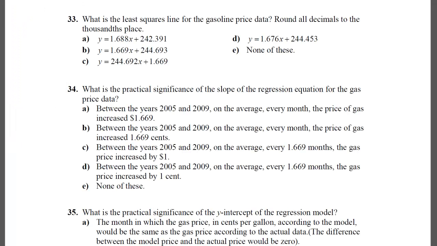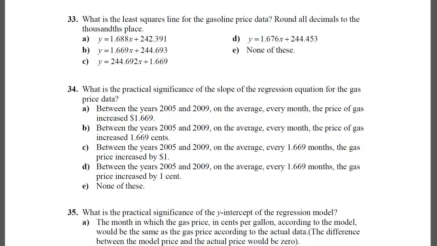Let's look at the choices. Letter A doesn't look correct because the unit on the slope there is $1.669, and that is not correct. The slope was in cents. Letter B says every month the price of gas increased 1.669 cents. I will go with that. That fits with what we understand to be the correct answer. So B is correct for 34, and you can read C and D on your own and figure out why they are wrong.